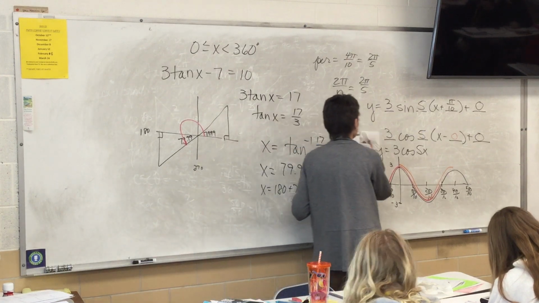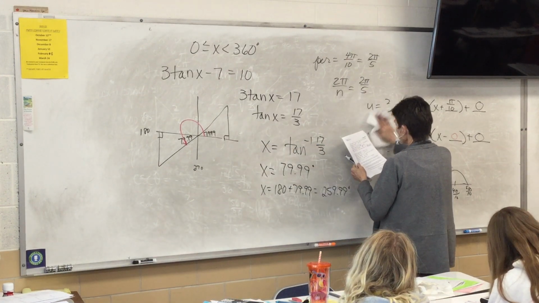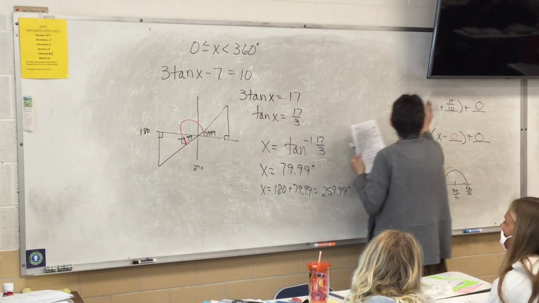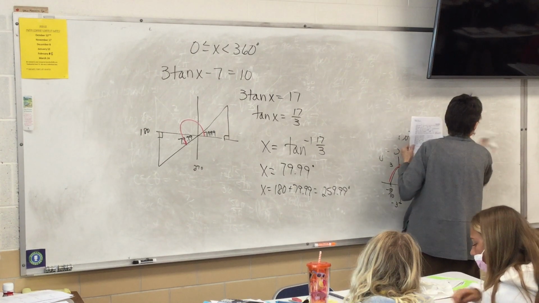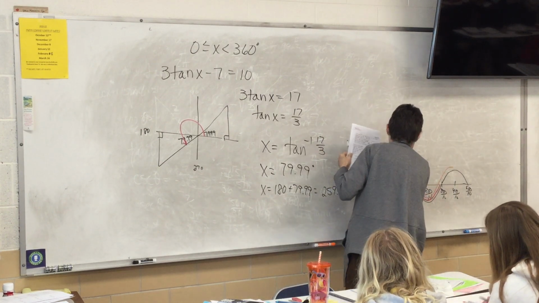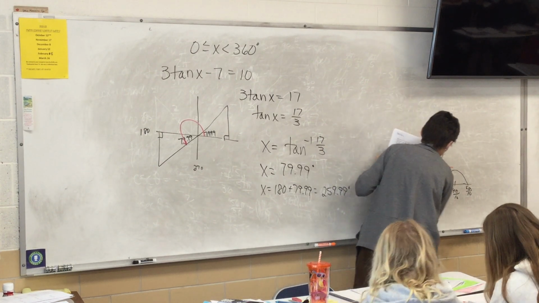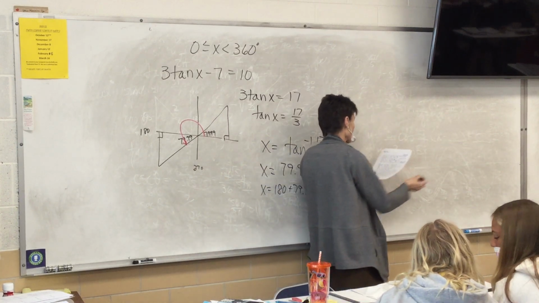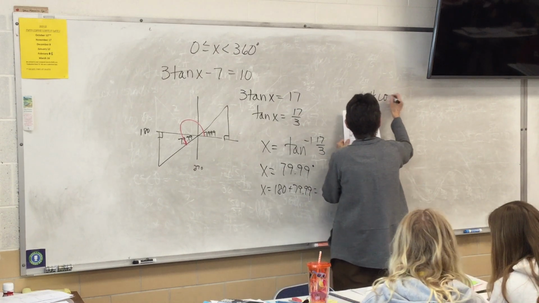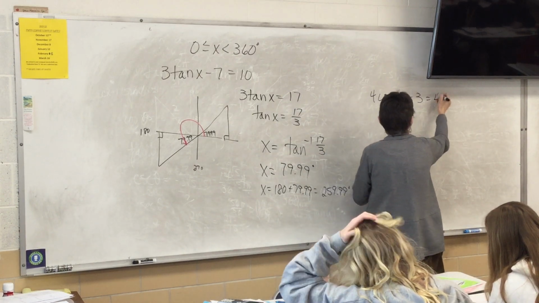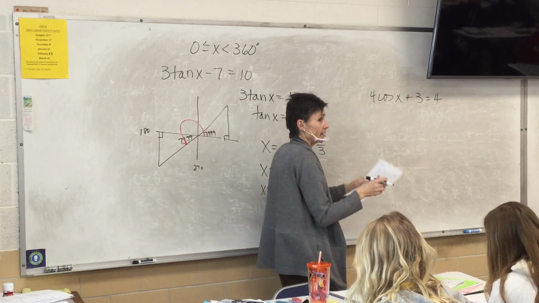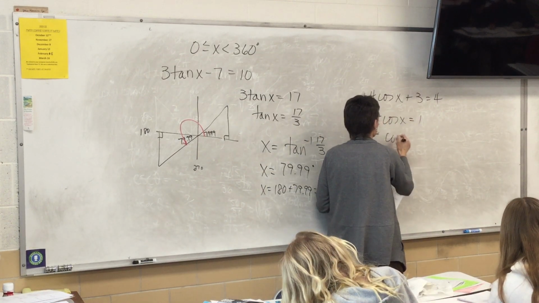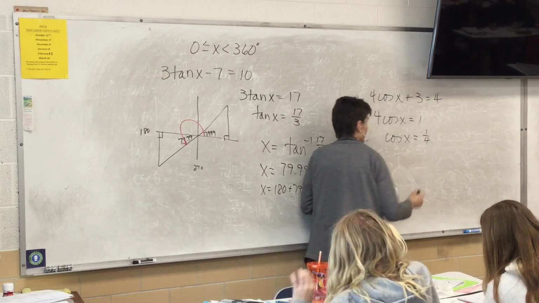Number 8's the same thing, except look at the directions. What do those directions tell you? I'm in radians now. Yep. All right, let's hang with me here, guys. Let's get this problem done before the retreat people have to leave. So 4 cosine x plus 3 equals 4. All right, let's solve it. So 4 cosine equals 1, cosine equals 1/4.